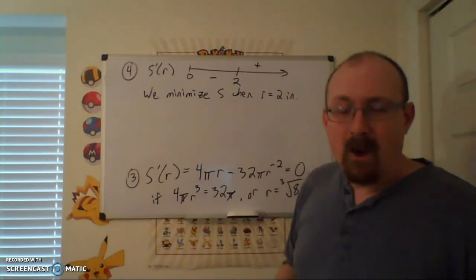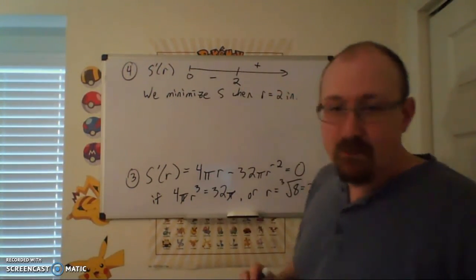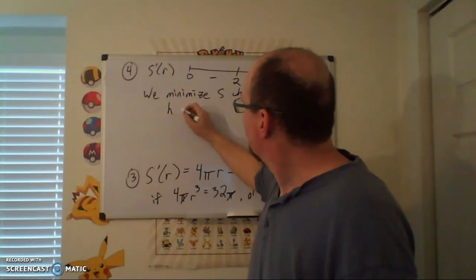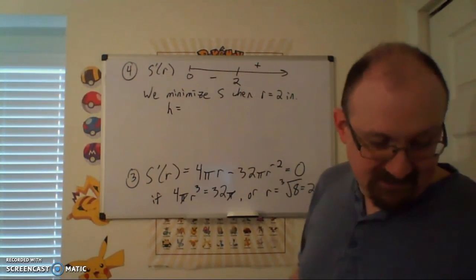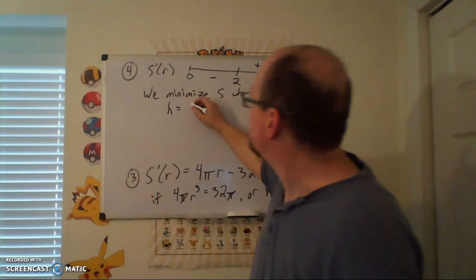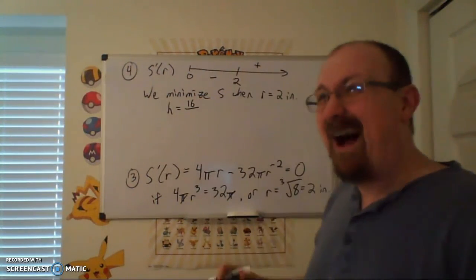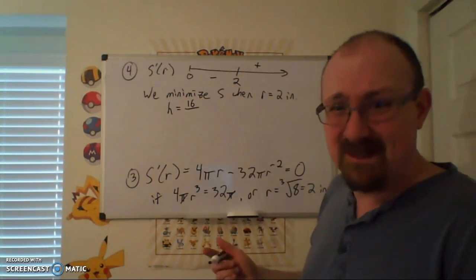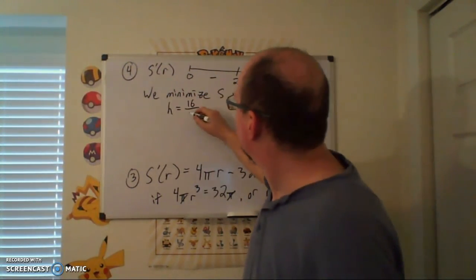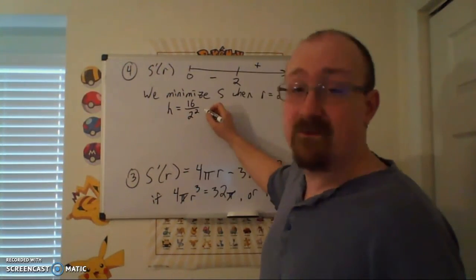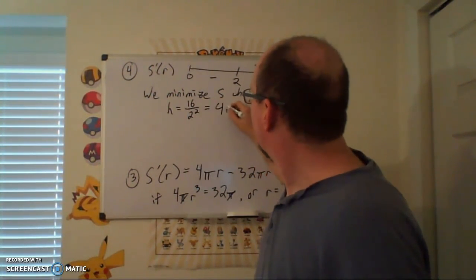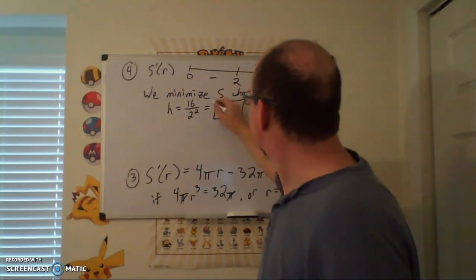So our minimum radius is going to be 2 inches. And we've worked out previously where we're going to end up getting our h. It was 16 divided by r squared. I wrote it as 16r to the minus second, but same principle. So 16 divided by 2 squared. 2 squared is 4. 16 divided by 4 gives us 4 inches.